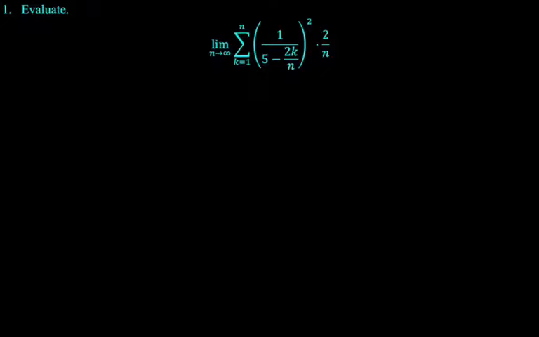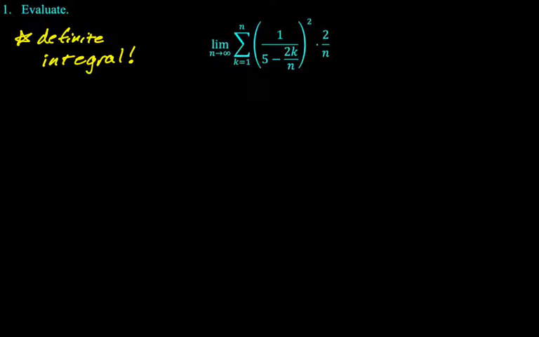So we got the limit as n approaches infinity of the sum from k equals 1 to n, quantity 1 over 5 minus 2k over n, all squared, times 2 to the n. So this is almost certainly going to be a definite integral. That's how these show up. When you see a summation in Calc AB, you know that you're talking about a definite integral. You just have to figure out what the function is, what the bounds are, and then do the fundamental theorem on it.